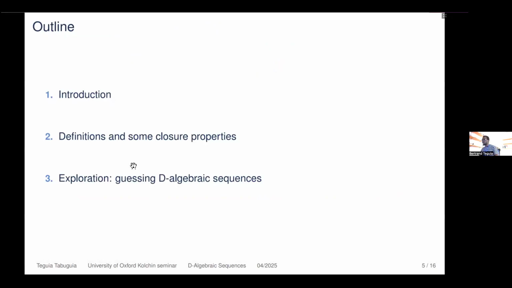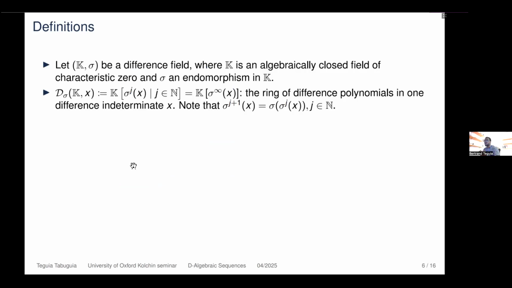And now I'm going to define the object behind such computations. The advantage with the Aitken transformation is that when you do such a transformation for a D-algebraic sequence, you are supposed to always get a D-algebraic sequence. So you are working with an object that is unchanged by such transformations. So in order to define this, we will first give the setting, the usual setting.